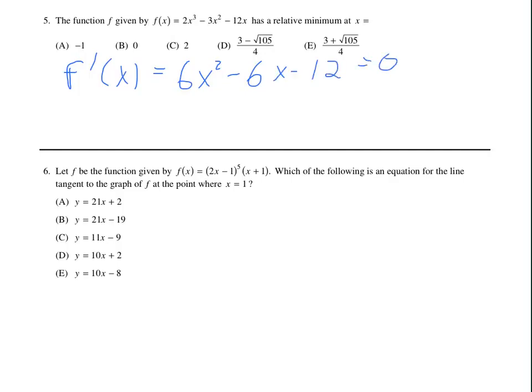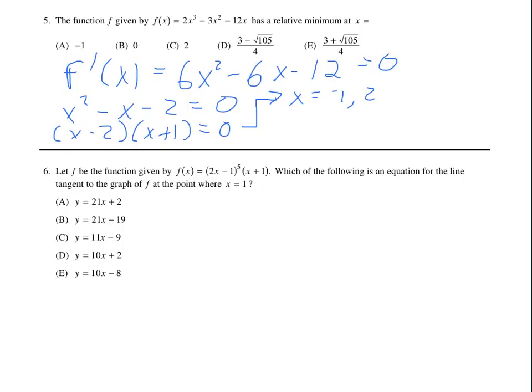So factor out a 6, divide both sides by 6, and you get x squared minus x minus 2 equals 0. Factor that into x minus 2 times x plus 1 equals 0, and that gives you x is negative 1 and 2. So those are the two critical points. They could be the mins. Let's check and see. So here's our number line. Here's negative 1, and here's 2. And at those 2 points, f prime is 0.